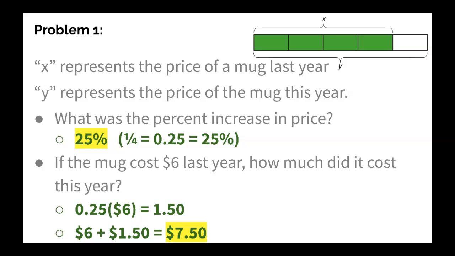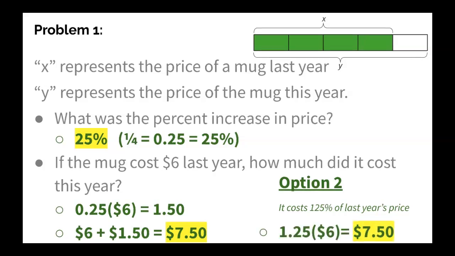Or you can do this with option 2, in which case you would find that if it was already 100% and you added 25%, it now costs 125% of last year's price. So if you want to shortcut it a little bit, you could just do 1.25 times $6 to get that $7.50.